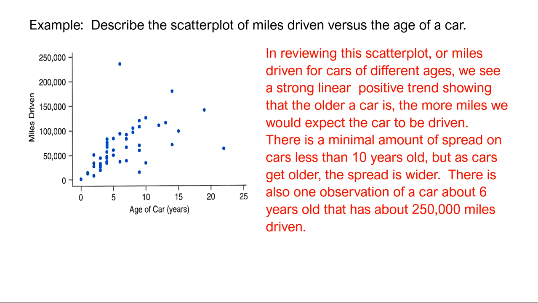There's a minimal amount of spread on cars less than 10 years old because that's where the points are more tightly packed together. But as the cars get older, the spread widens, and you look at why it is so wide. Well, you'd have to dig deeper into those numbers. We also have this one car that's about 6 years old with almost 250,000 miles on it. That's a lot of driving, and you'd want to mention that as you describe the data, because this one car might be throwing off everything we're looking at.